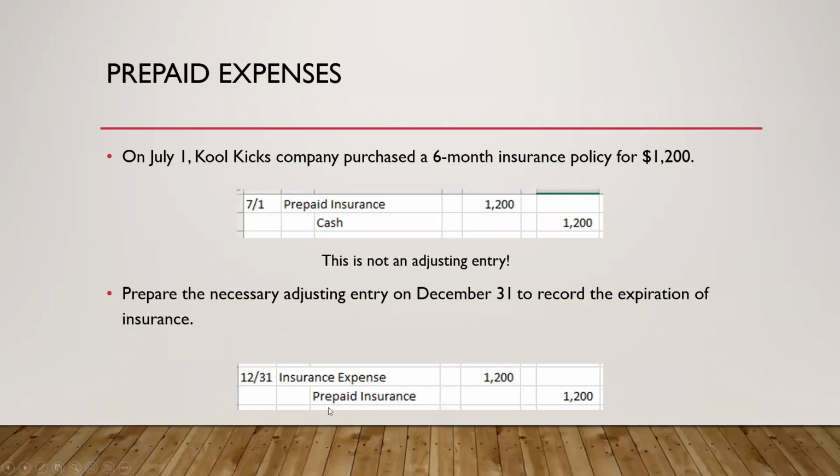So when we do this entry, we debit insurance expense for the amount that we have used, the full $1,200, and we credit the asset prepaid insurance to take it off the books. As we use up an asset, it shows up in our records as an expense. So that's why we debit insurance expense and we credit prepaid insurance.